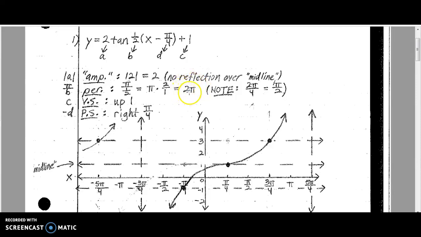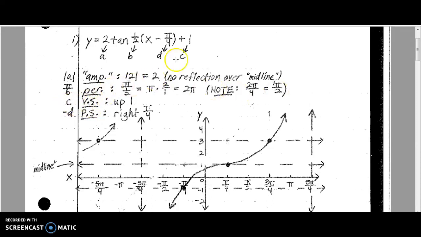Just like sine and cosine graphs, I now take my period and make a note to myself that the period divided by 4, which in this case 2 pi over 4 is pi over 2, this number right here represents where my important points are. Now in the case of a tangent graph, they're not all points. It's also going to tell me where my asymptotes end up. We'll get to that in a minute.